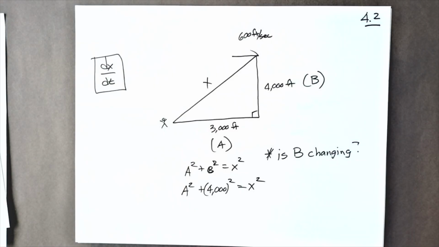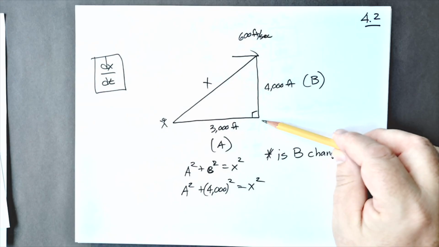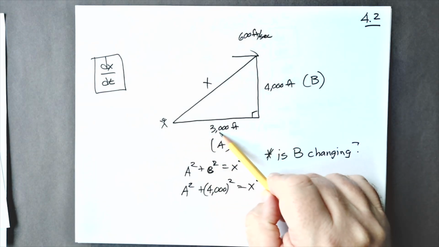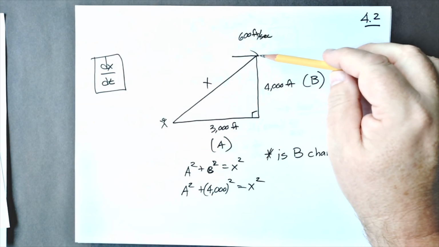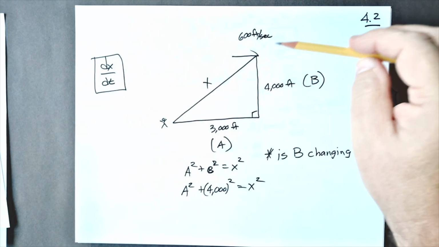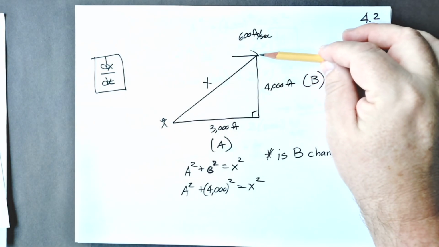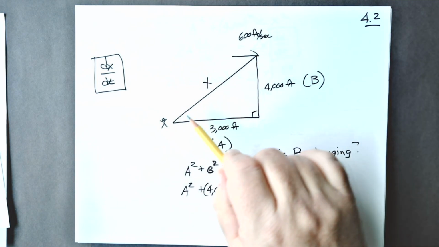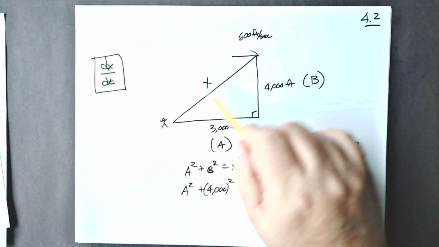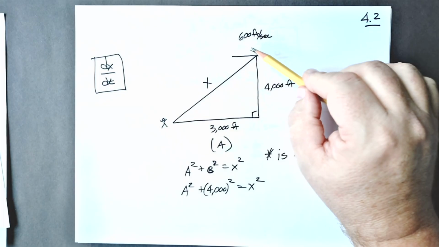Here's another one. Here we have a tower over here. We have a person who's 3,000 feet away from the tower. We have an airplane that is flying at 4,000 feet. And at the moment it's over the tower, how far is the straight line from the plane to the person? And the plane is flying at 600 feet per second.